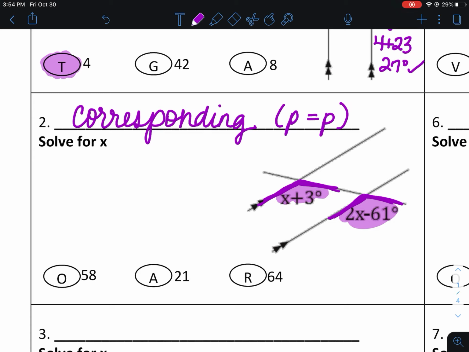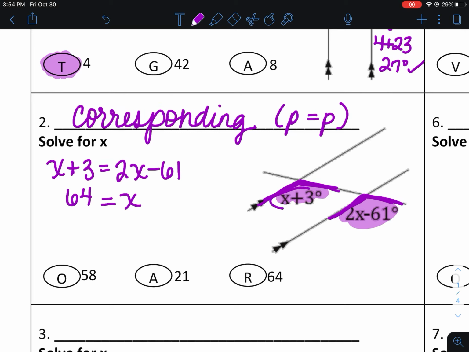All right, so anyways, let me set it up. x plus 3 equals 2x minus 61. So we've set it up. I'm not going to go back and use a calculator. I'm tired of doing that. I'm just going to solve it by hand by taking away x from both sides. And then I'm going to add 61 to both sides. What's that? 64. All right, so I get x equals 64.